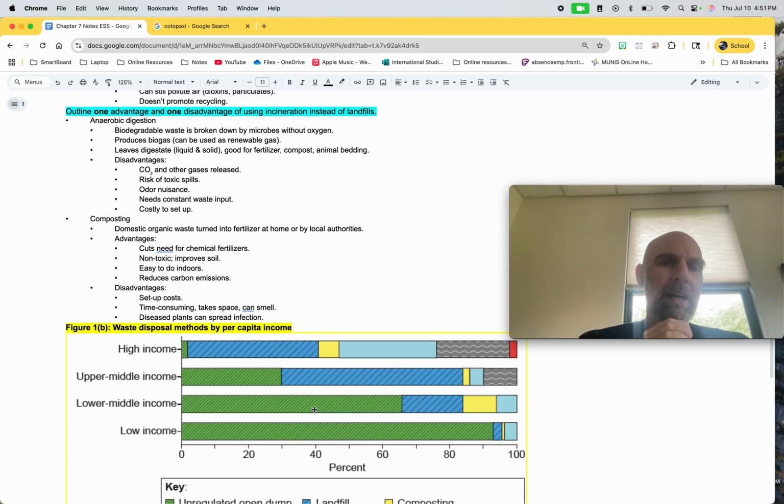Disadvantages are carbon dioxide and other gases are released from this, which are greenhouse gases. Risk of toxic spills, odor nuisance. Damn, got a whole lot of stink to it. Needs constant waste input management, which is costly. And again, costly to set up and maintain.